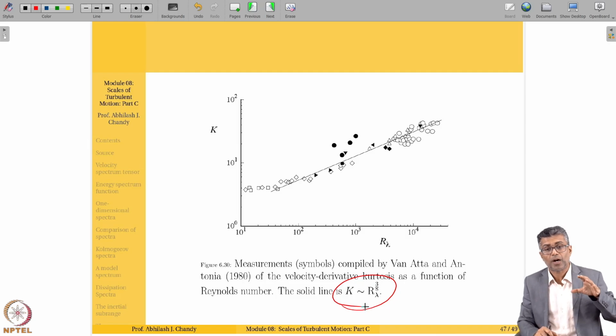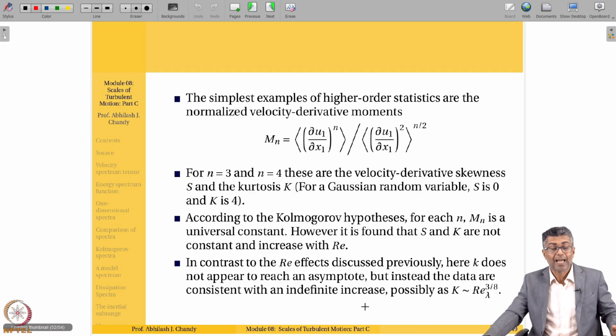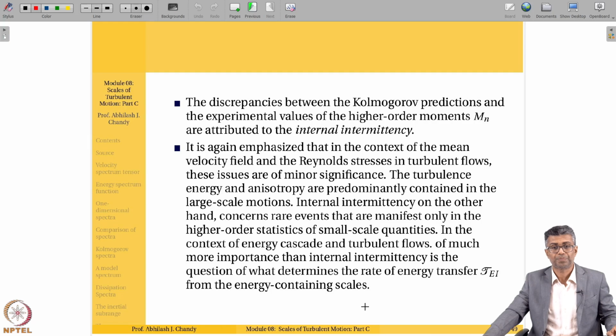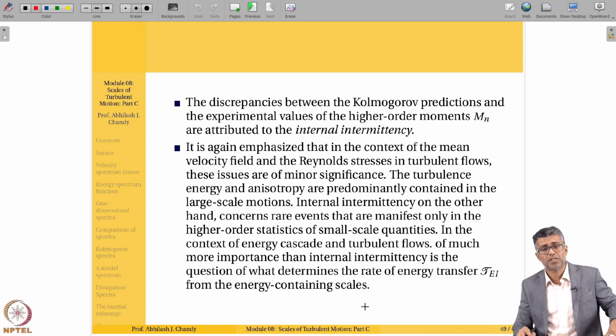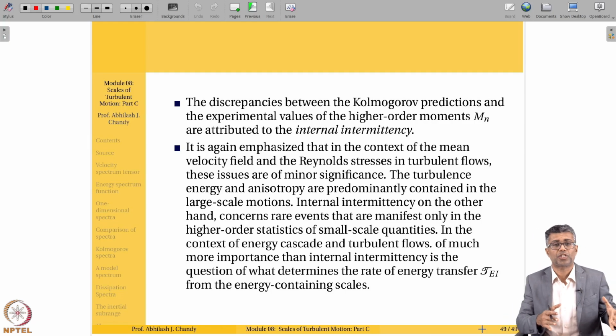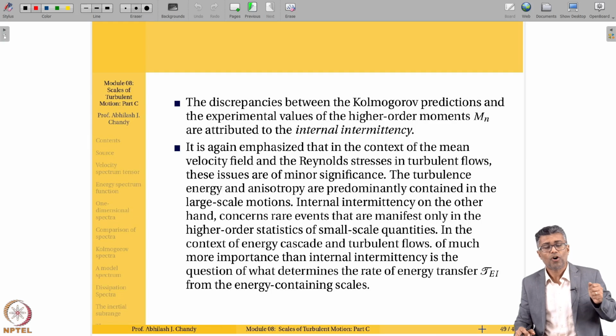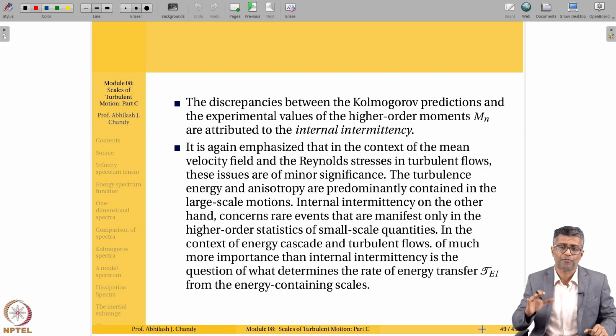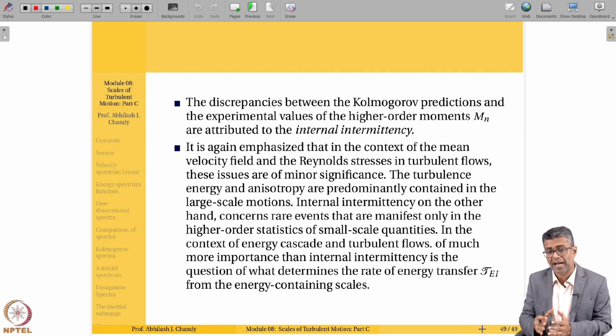In fact, according to the Kolmogorov hypothesis, this K is supposed to be a constant, like it is for a Gaussian. Is that the actual scenario? No, it is not. So these discrepancies between the Kolmogorov predictions and the experimental values of higher order moments are attributed to what is called internal intermittency, which is a whole different scenario to be looked at, and we are not covering that in this class, but it is attributed to internal intermittency.